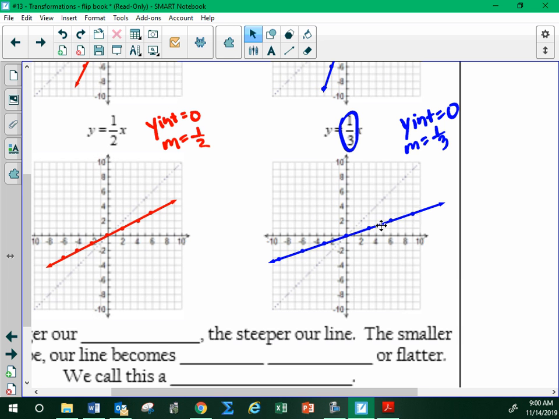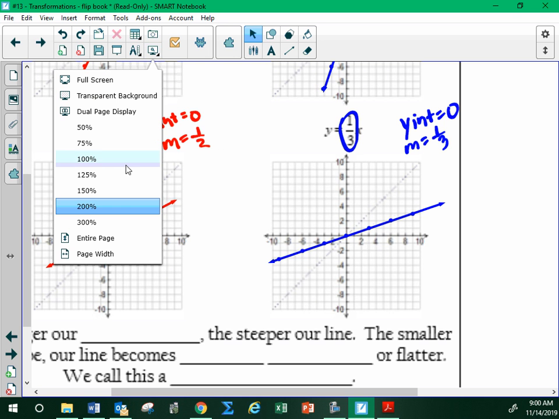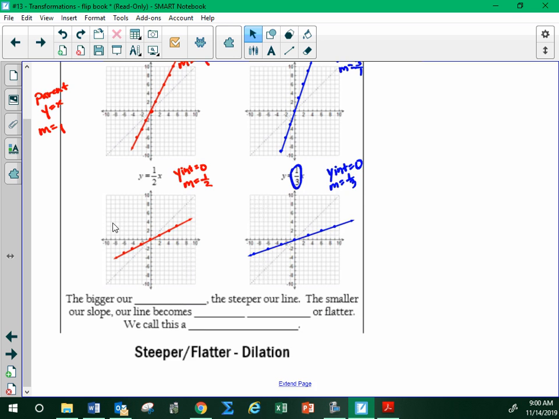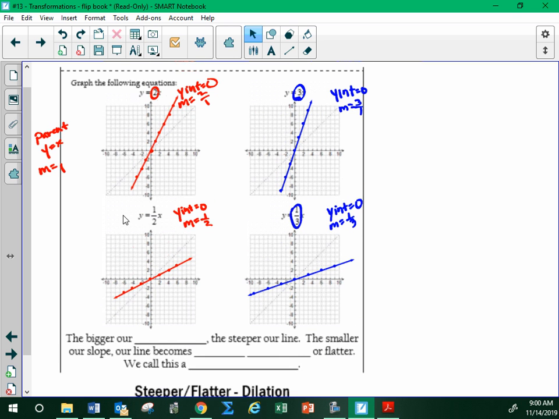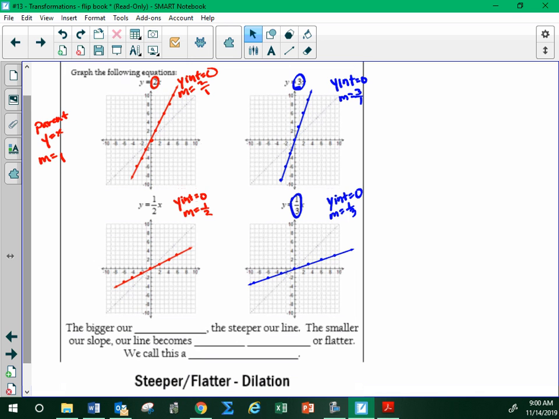Okay, and again, this one's going to be less steep than my original parent graph. My new graph, it's less steep, it's flatter. You don't have to climb up this high. So this, again, tells us about a dilation. Okay? So what we have is the bigger our slope, the steeper our line. As we saw here, even looking from red to blue, blue got even steeper. Let's say we went even more, like a slope of 5, even more steep. Slope of 10, even more steep.